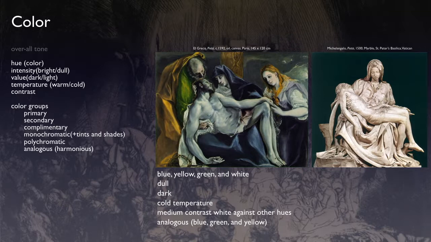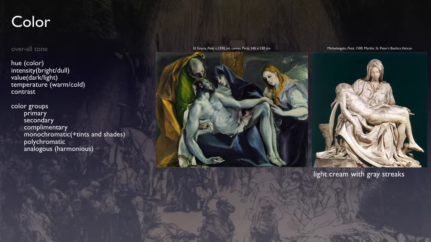Then if we look at the Michelangelo, the overall tone is a light cream with gray streaks. It's a very light hue of stone. It's not bright white like a Carrara marble, because this does have streaks of grayish blue throughout. It's not bright intensity, so it is toned down a little bit. So I'd say it has a medium intensity of color. It has a very light value. It isn't a dark. It's more of a light marble. And it has a cool color to it. It's not jarring. It's not bright.